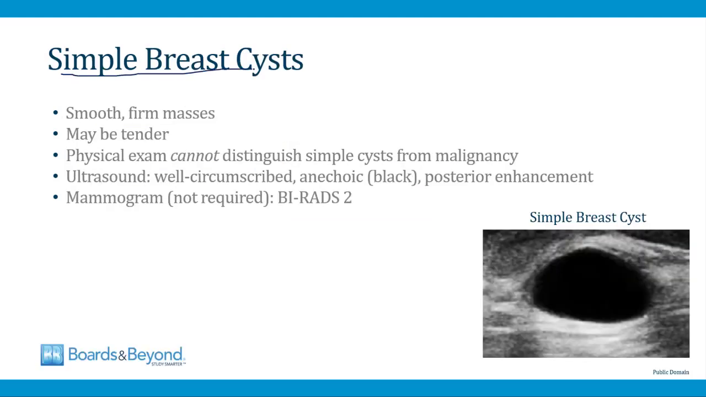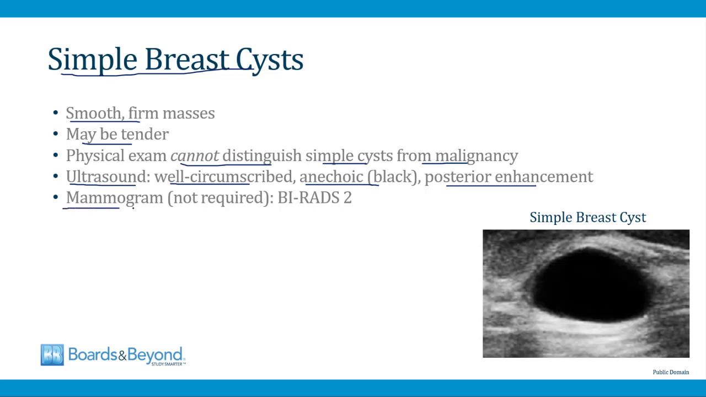Simple breast cysts can be detected on exam as smooth, firm masses. Sometimes they can be tender. Importantly, the physical exam cannot distinguish a simple cyst from malignancy, so just because it feels like a simple cyst doesn't necessarily mean it can't be a malignancy. By ultrasound, simple cysts have all the features we talked about on the last slide. They're well circumscribed, they have anechoic or black fluid in the center, and they demonstrate posterior enhancement.